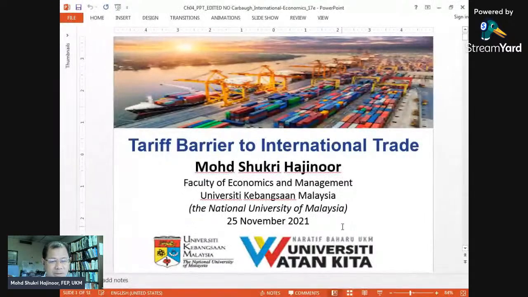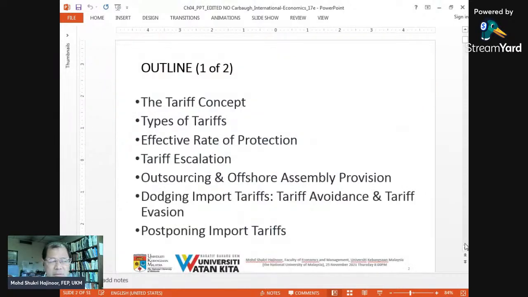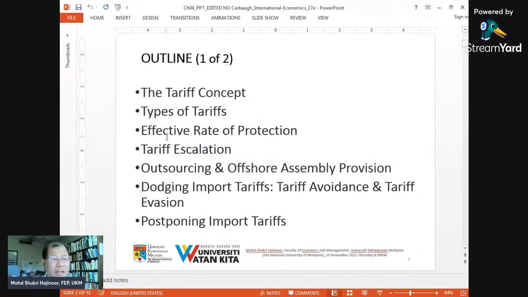Okay. Tariff as barrier to international trade. Okay, this is the outline. The most important is here, effective rate of protection. How do we calculate that? Whether that nominal rate of protection, what is nominal that is written there, but actually how much is the real protection?